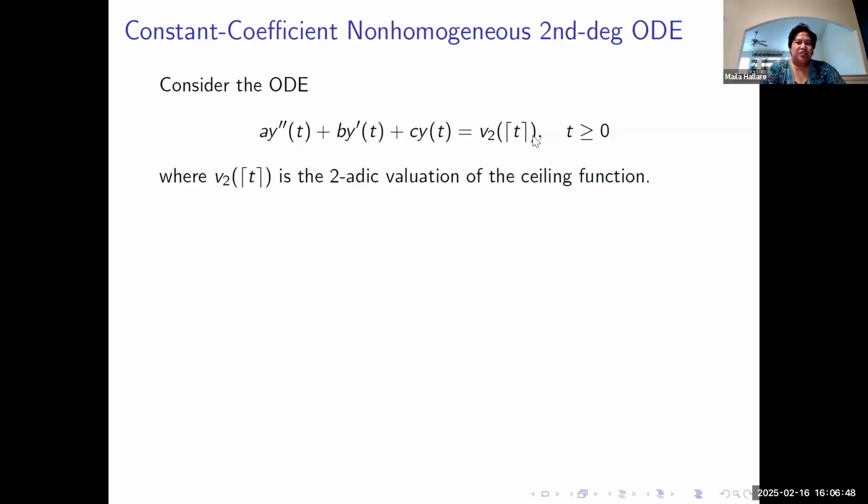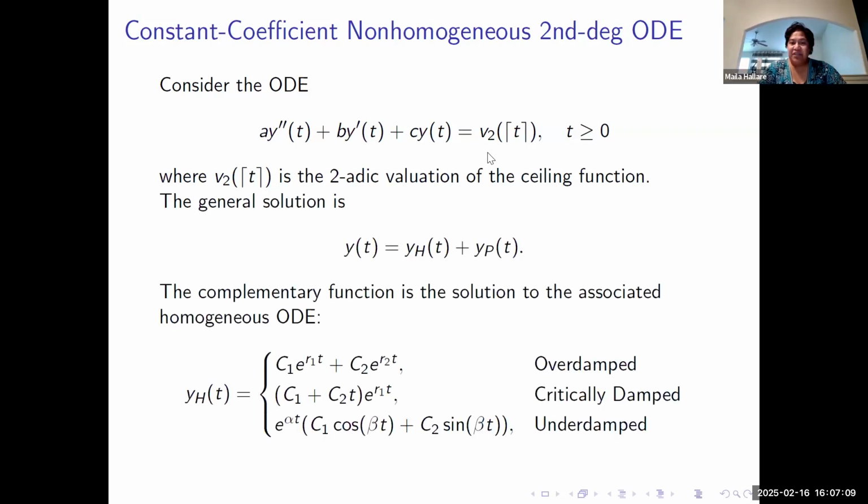Our goal is to consider this constant coefficient second order non-homogeneous differential equation with this arithmetic function as our forcing function. So we would like to know what will be the behavior of the solutions for such an ODE. Also, because my training is in pure mathematics, I spent some time trying to find the closed form or the analytical solution of this differential equation.